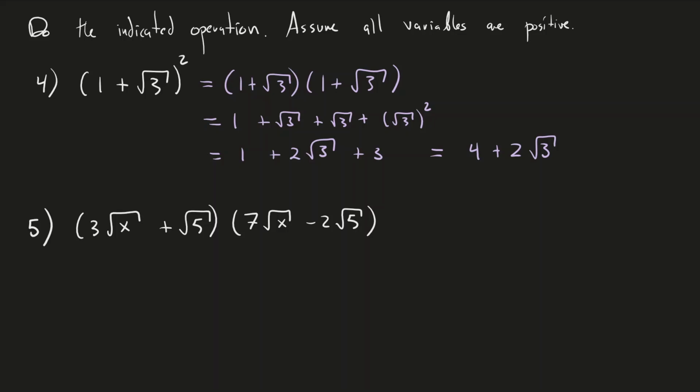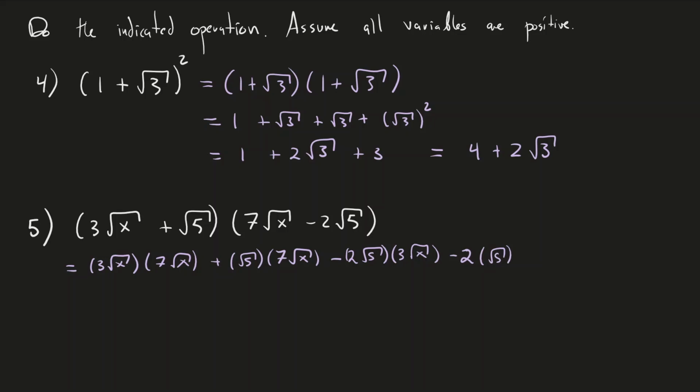So in this case here, this is going to be equal to 3 times the square root of x times 7 root x. Then we get plus square root of 5 times 7 root x minus 2 root 5 times 3 root x, and we get minus 2 square root of 5 squared.